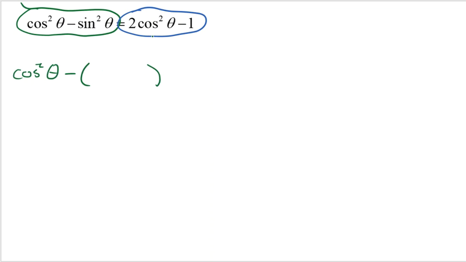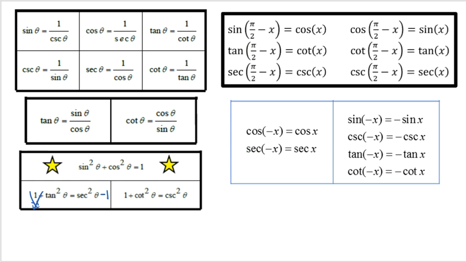And what I notice is that the other side does not have a sine squared. So I need to change the sine squared. What am I going to change that sine squared to? Well, go look at the Pythagorean identities here. If I subtract the cosine squared to the other side, sine squared equals 1 minus cosine squared.